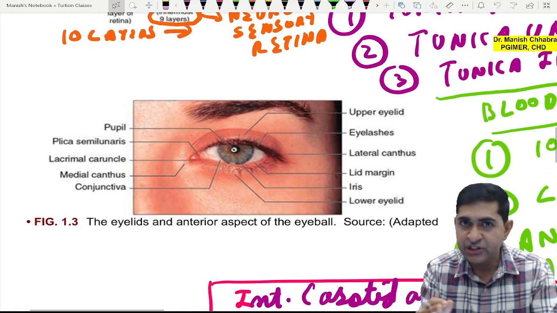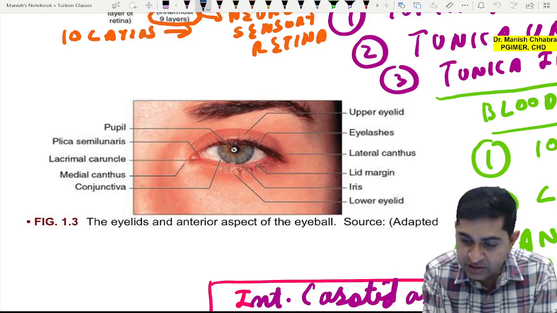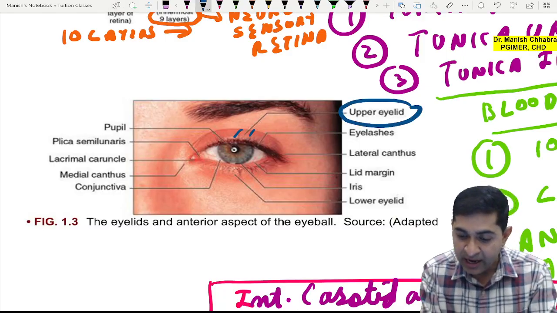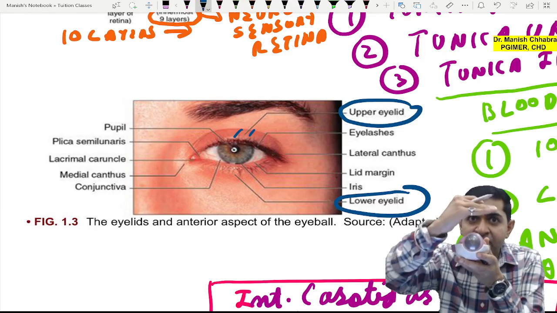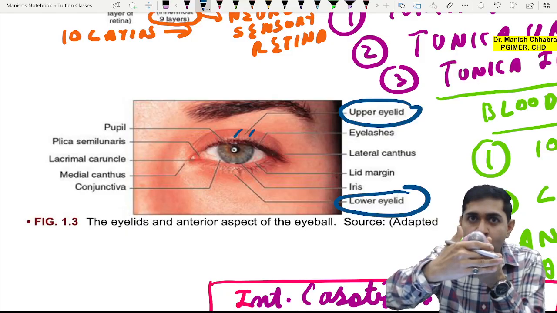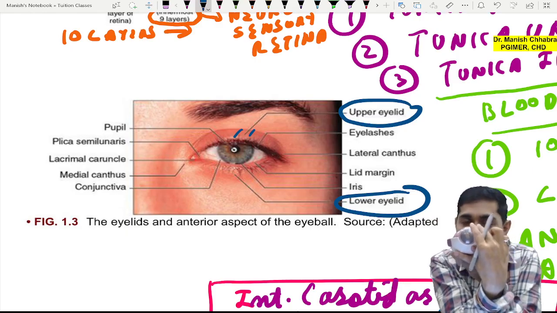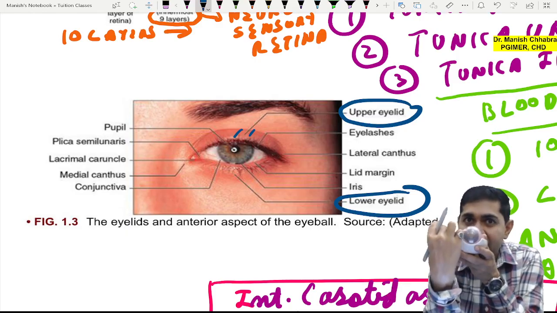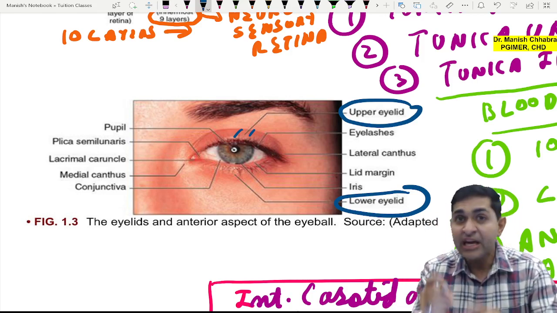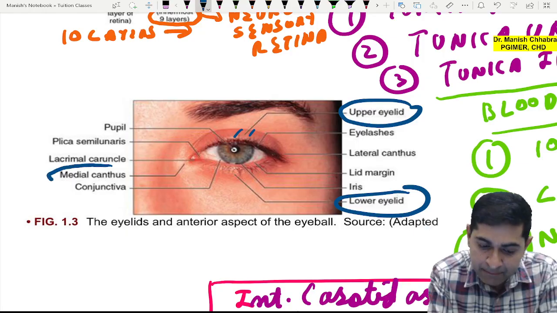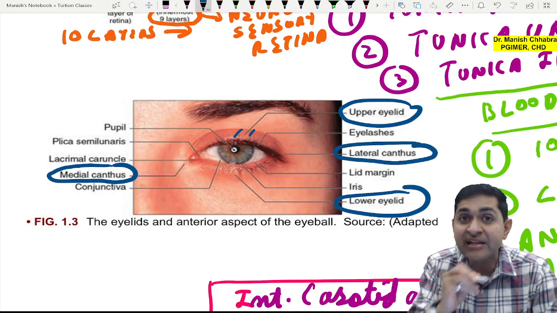Now can you appreciate if we see grossly? You can appreciate that this is your upper eyelid, and then we have got the lower eyelid, and the eyeball is covered by the eyelids. Now the point where the upper and lower eyelid meet, one at the nasal side, another at the temporal side, is known as canthus. If it is on the nasal side, it is known as medial canthus. If it is on the temporal side, it is known as lateral canthus.